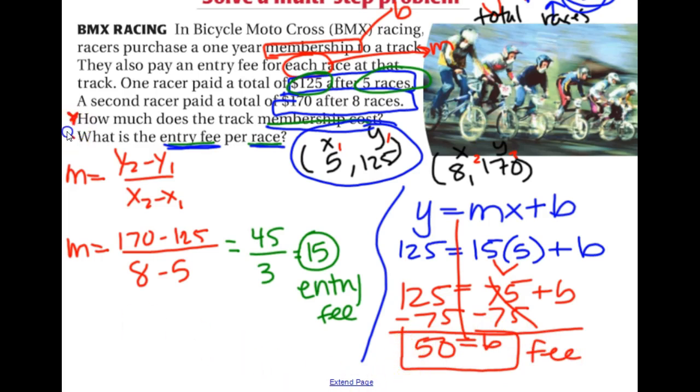So we answered both of these questions. How much does the track membership cost? That membership fee is $50. The entry fee per race is 15. So if we wanted to, we could write an equation: y equals 15x plus 50. We used these two pieces of information to write points, find slope, and find our y-intercept.